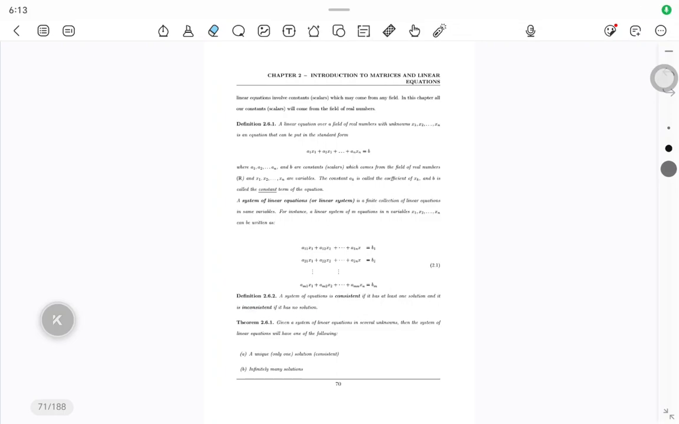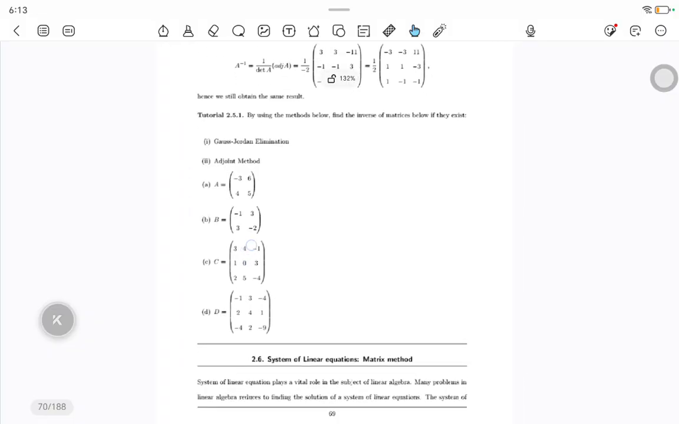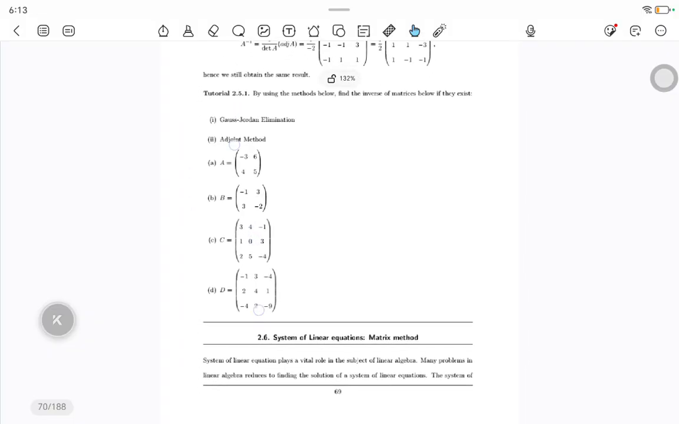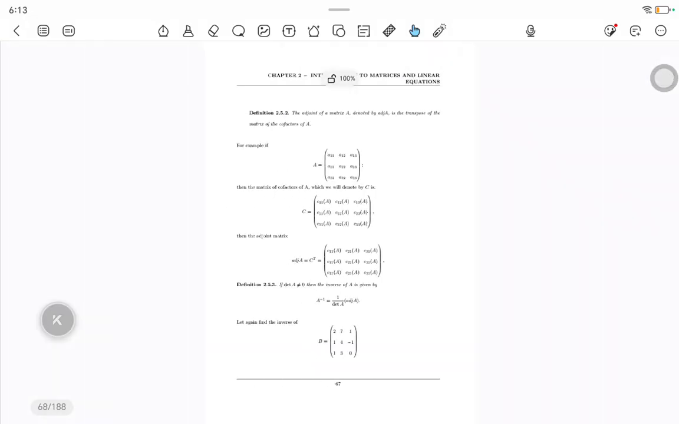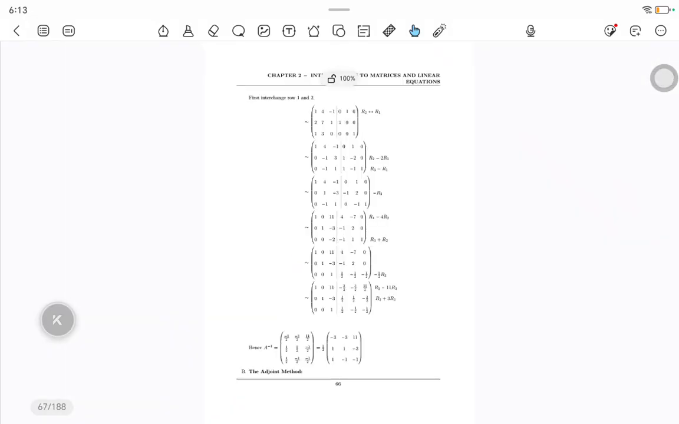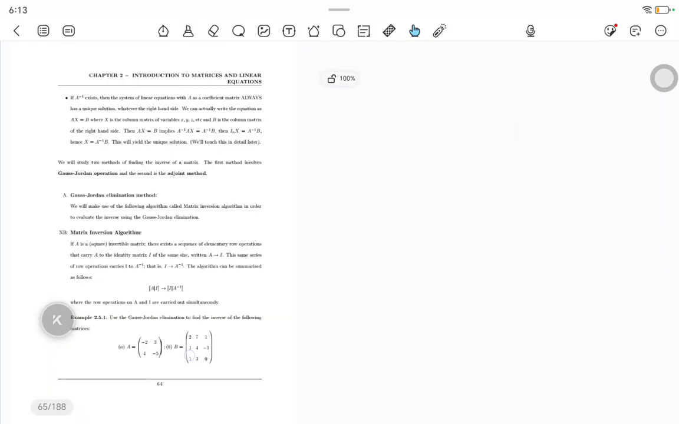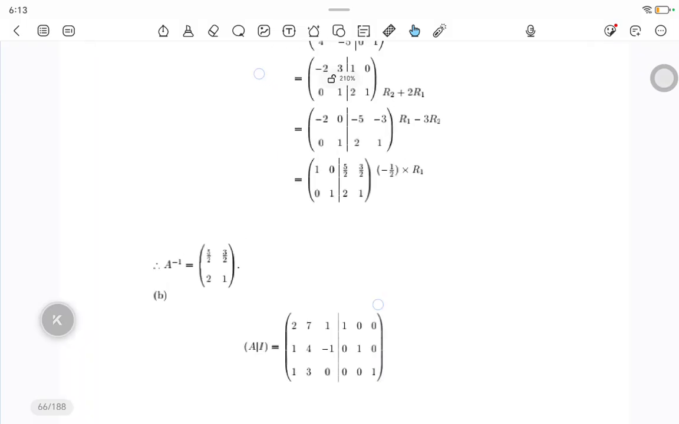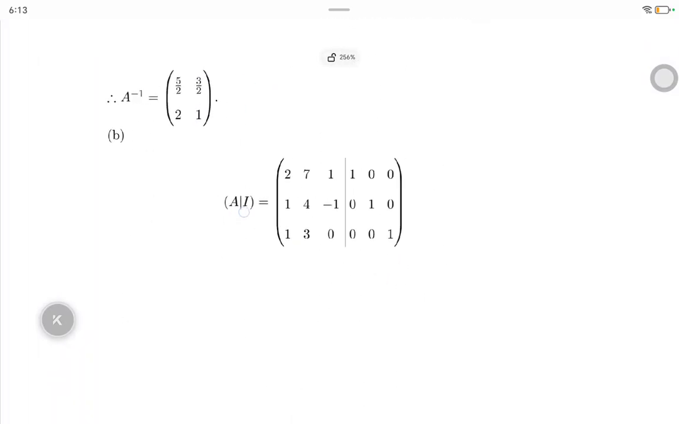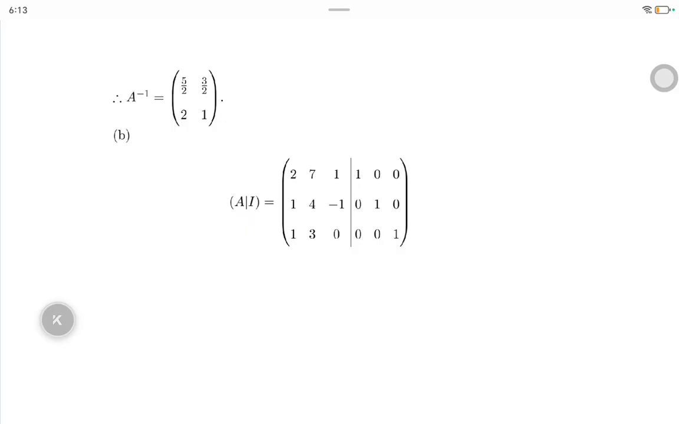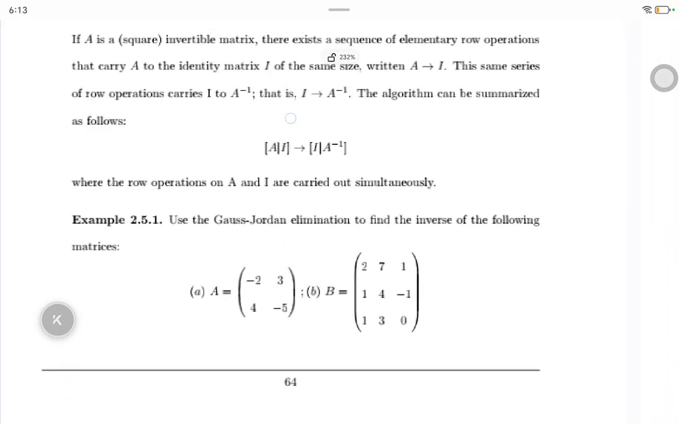We ended somewhere here, where we said that we're going to be doing the systems of linear equations. Before the system of linear equations, we said that we're going to be doing some adjoint method and also some Gauss elimination. We did one example for Gauss elimination. So today we're going to be doing this one, where the matrix is, yeah, this one.